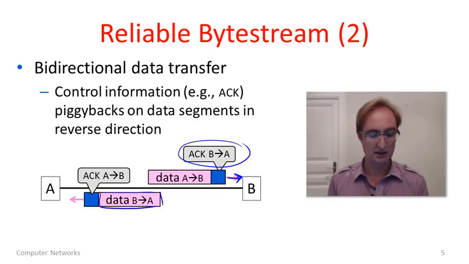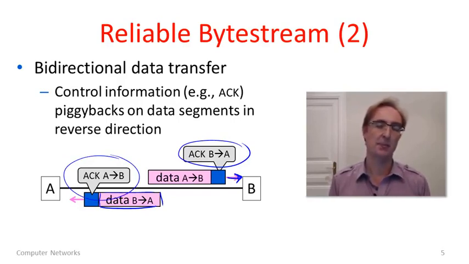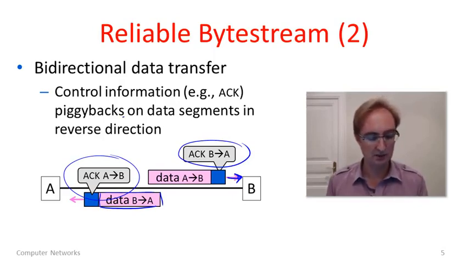And similarly, that segment down there is also carrying control information, the ACK, for data that has just gone in the reverse direction from A to B. So these segments are combining information from both directions. It's called piggybacking. It's quite clever.